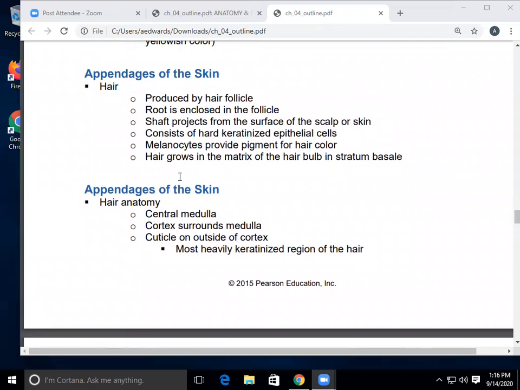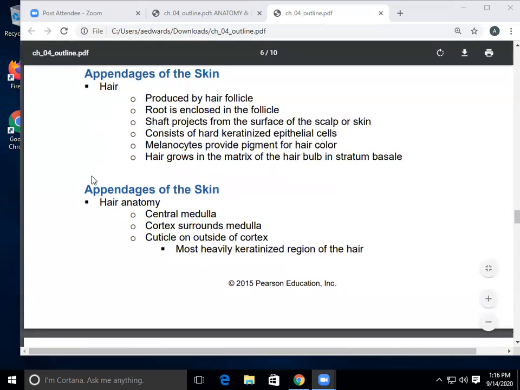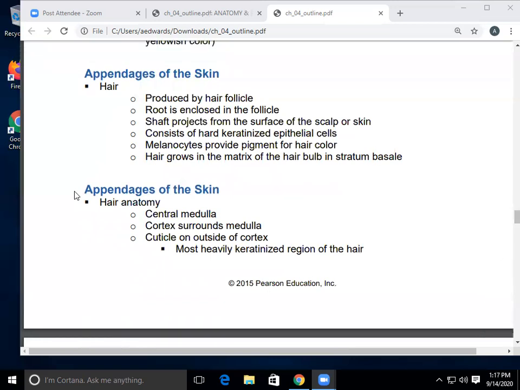All right, so let's talk about hair. Hair is made by hair follicles. The root of the hair is enclosed inside that follicle. And just like for a plant, the root is where that growth comes from.